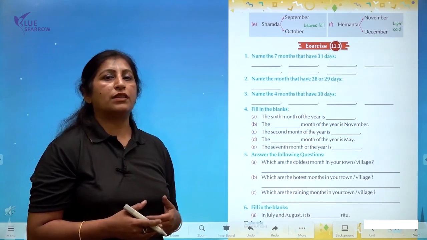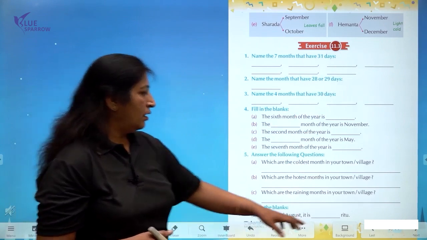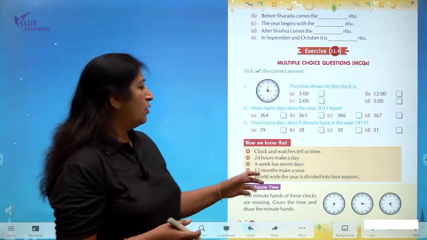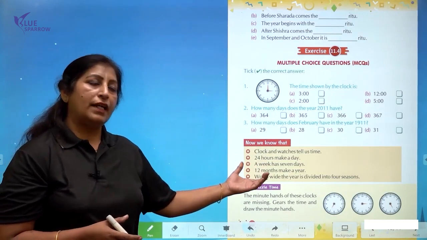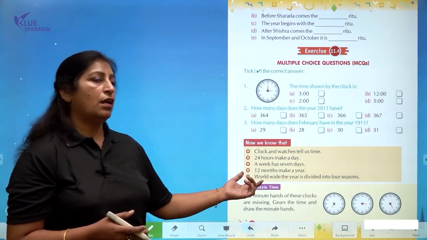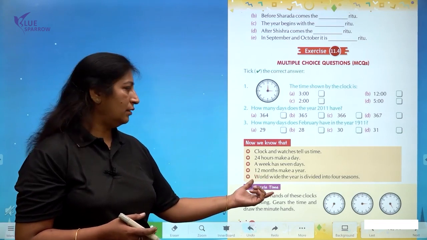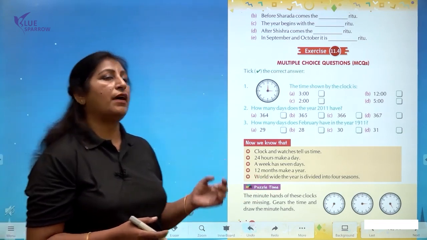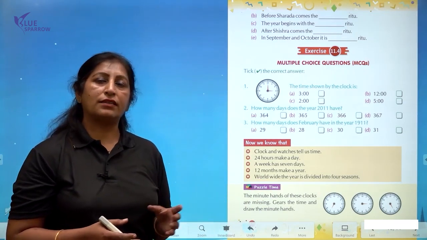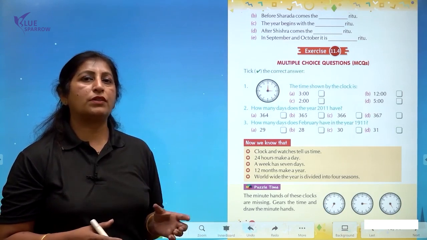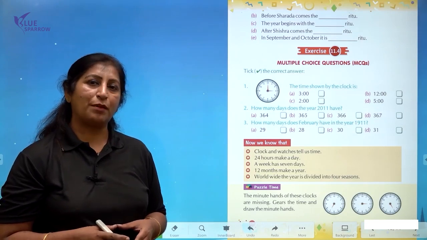In this way, you learnt about the seasons of the world and the seasons that occur in India. Till now, you are very much aware that clocks and watches tell us time, 24 hours make a day, a week has 7 days, and 12 months make a year, and worldwide the year is divided into 4 seasons, but in India there are 6 seasons. I hope you understood the concepts learned in the chapter clearly. Now, we will meet you with the new chapter in the next video.